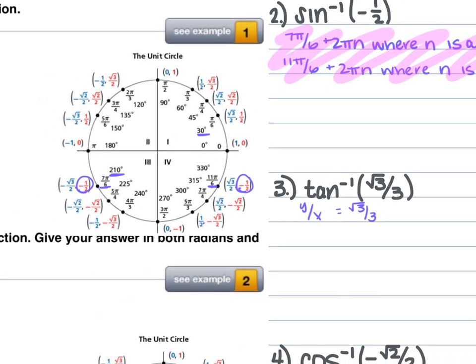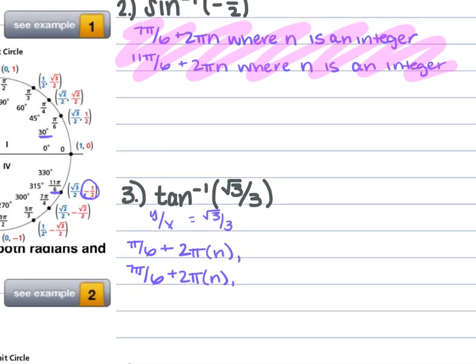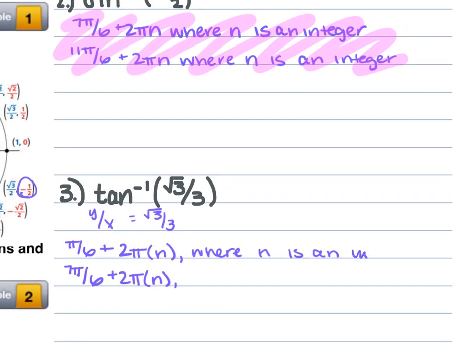So we're going to use those radians, which is pi over 6, as well as 7 pi over 6, and we're going to add 2 pi times n to both of these. And then just add in where n is an integer. And then you're done.